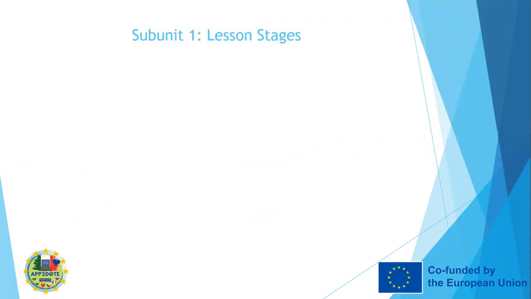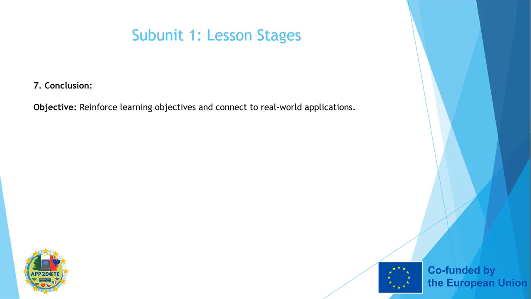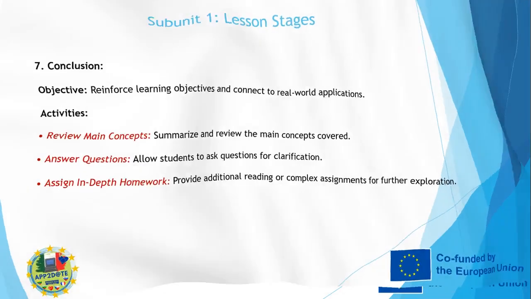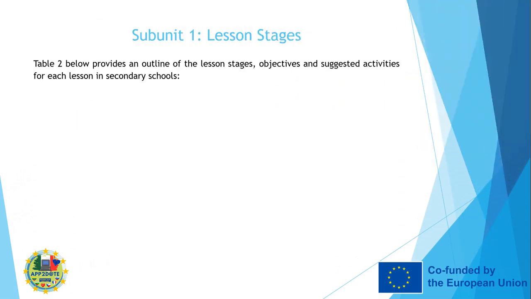Conclusion. Objective, reinforce learning objectives and connect to real-world applications. Activities, review main concepts, summarize and review the main concepts covered. Answer questions, allow students to ask questions for clarification. Assign in-depth homework, provide additional reading or complex assignments for further exploration. Table 2 below provides an outline of the lesson stages, objectives, and suggested activities for each lesson in secondary schools.